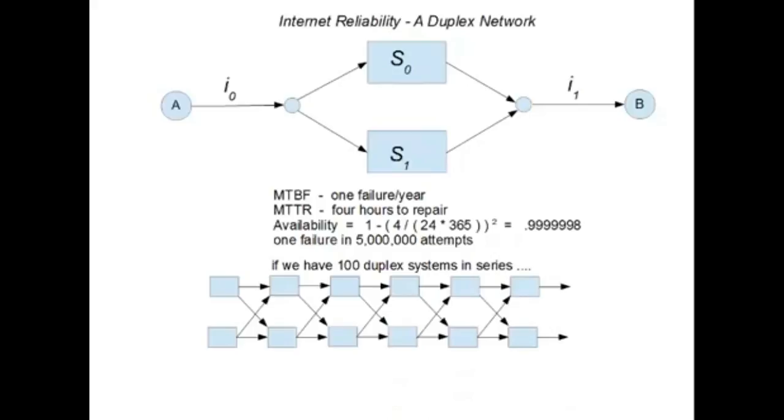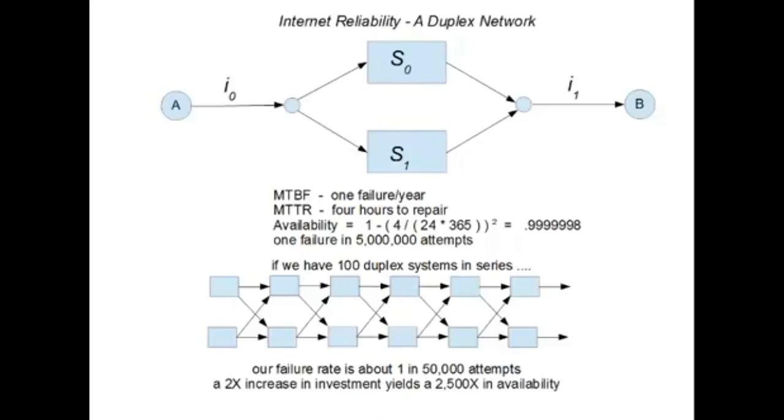And we have to have 100 duplex systems in series, and I've drawn a diagram here of what that might look like. So it's a more complex arrangement for us, but our end-to-end failure rate goes from 1 in 20 to 1 in 50,000. That is a 2-fold increase in investment. That is, we had to buy twice as many systems, but we got a 2,500-fold increase in availability. So that certainly seems like a bargain. And this is how the internet is designed, with duplex systems.